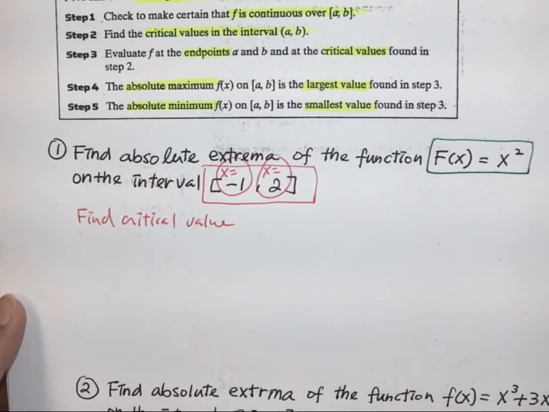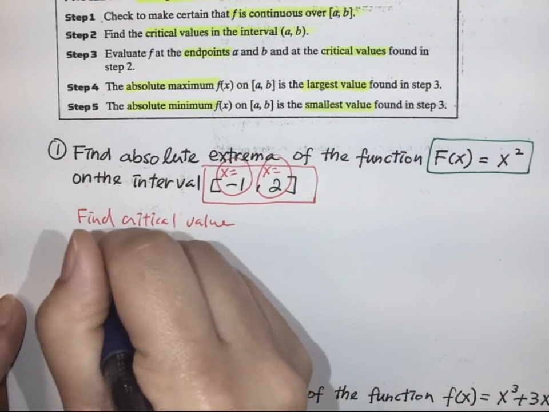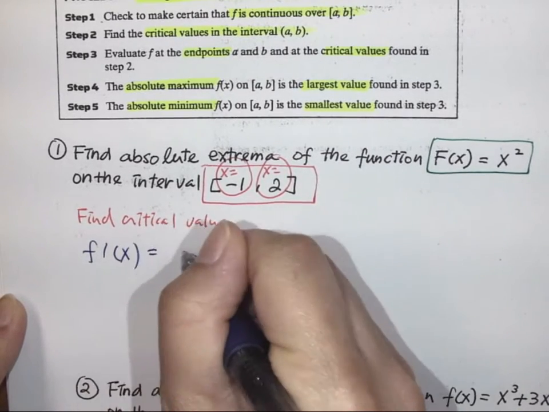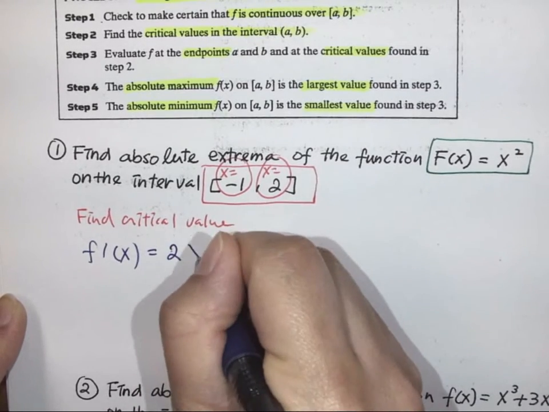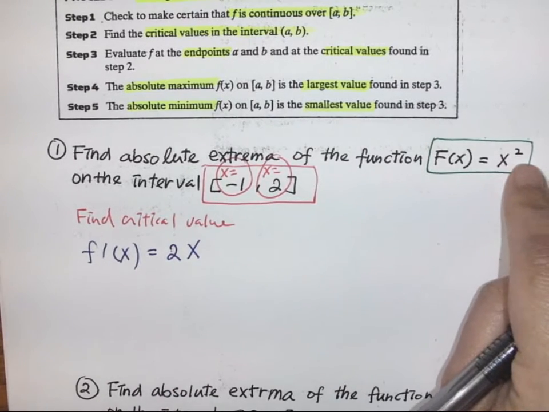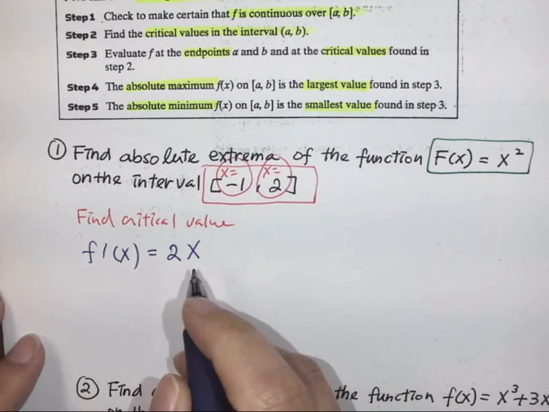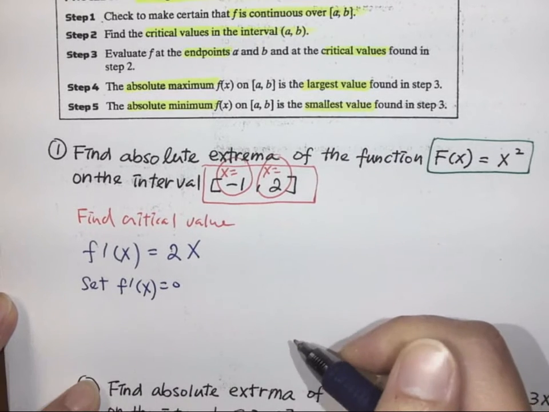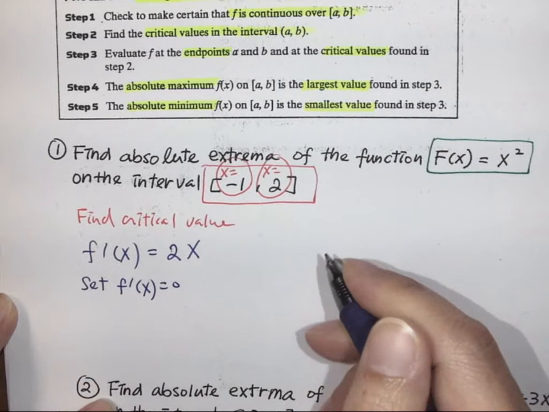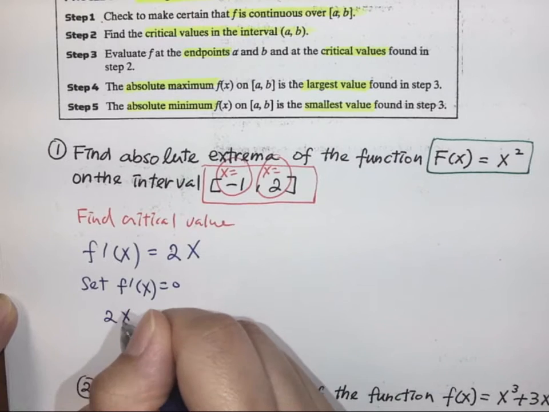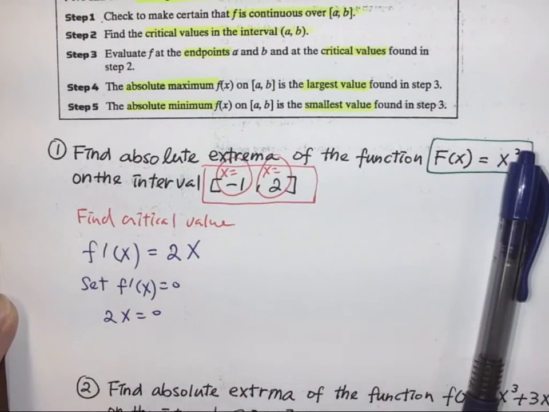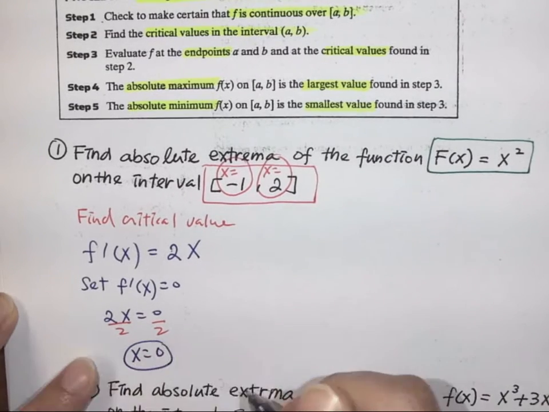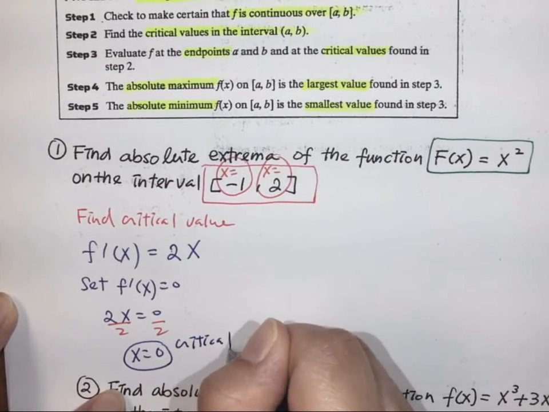Hopefully you remember we're going to need to take the first derivative, right? So f prime of x, using the power rule, we should know by now, is bring down the exponent and then one less than this exponent. So f prime of x equal to 2x. To find your critical value, you want to set this equal to 0, right? So when I do that, it's basically 2x equal to 0, divide both sides by 2, x just equal to 0, right? So that's my critical value.